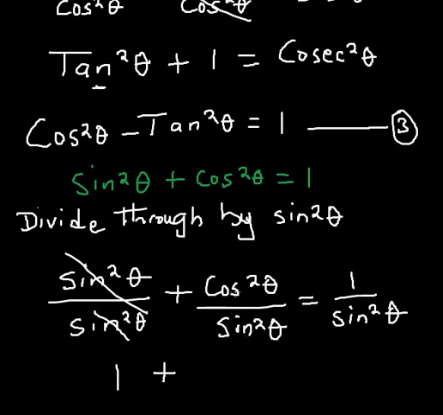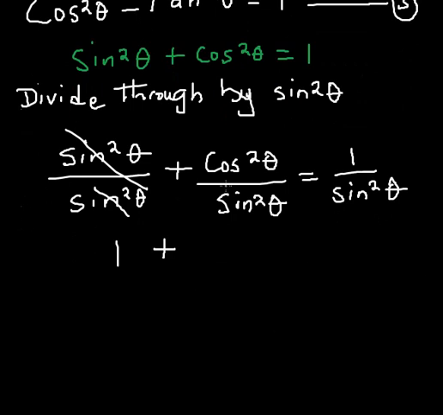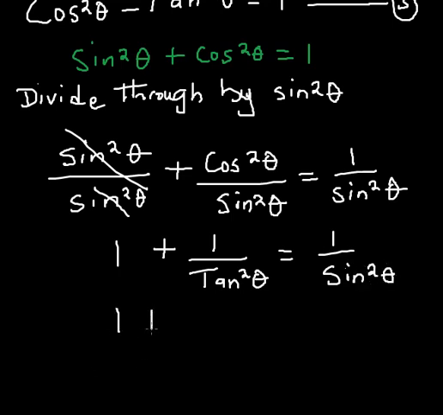So this cancels. Cos square theta all over sine square theta is the reciprocal, because this is the inverse of tan. Remember, tan is sine all over cos, but now this is the inverse. So this is the inverse of tan square theta, 1 all over tan square theta. Okay? And of course, 1 all over sine square theta. So now let's look at the inverse. What is the inverse of tan? The inverse of tan is cot. So this is cot square theta.